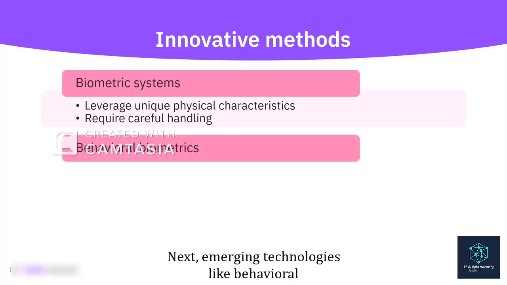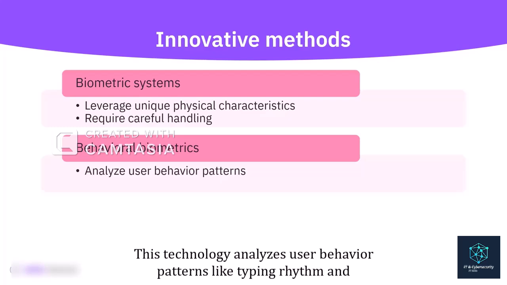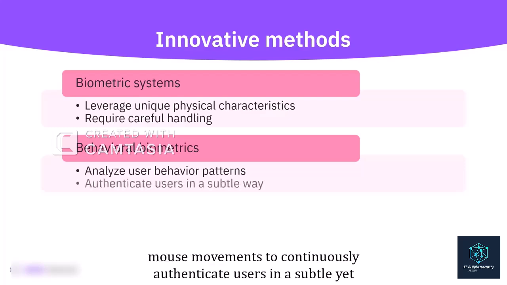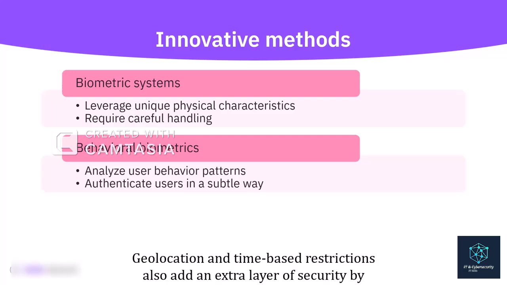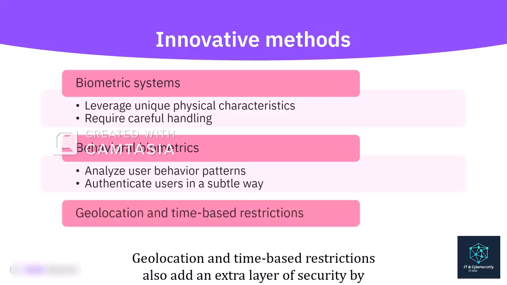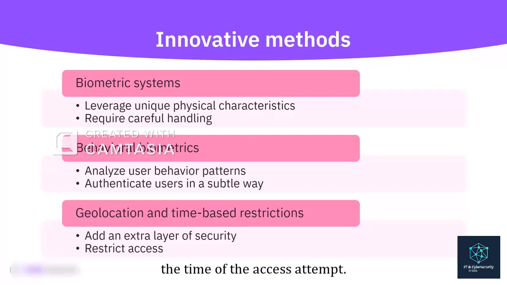Next, emerging technologies like behavioral biometrics are also making a mark. This technology analyzes user behavior patterns, like typing rhythm and mouse movements, to continuously authenticate users in a subtle yet powerful way without disrupting their workflow. Geolocation and time-based restrictions also add an extra layer of security by restricting access based on the user's location or the time of the access attempt.